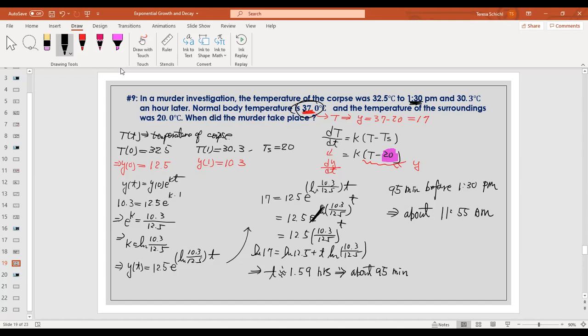All right, so that's it, and that is what we talk about with Newton's cooling formula, and how we apply the exponential decay and growth to it.